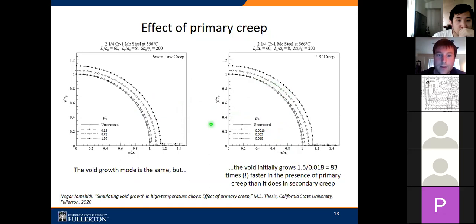So again, that was Negar's work. They just graduated, they defended a few weeks ago. So again, this is not hot off the press because it hasn't even been in the press yet.